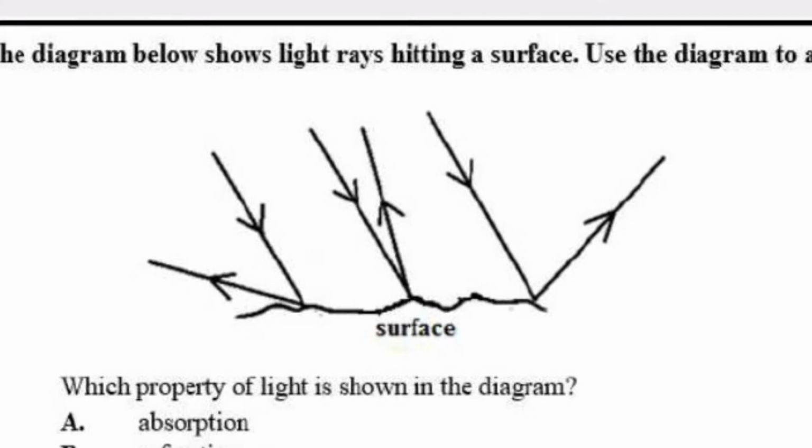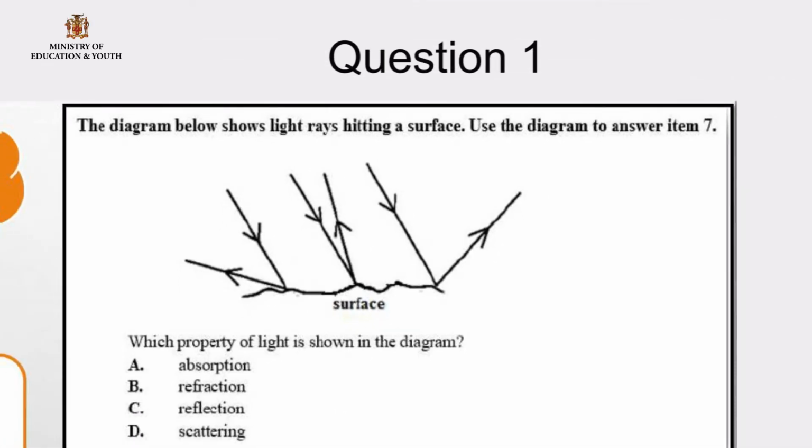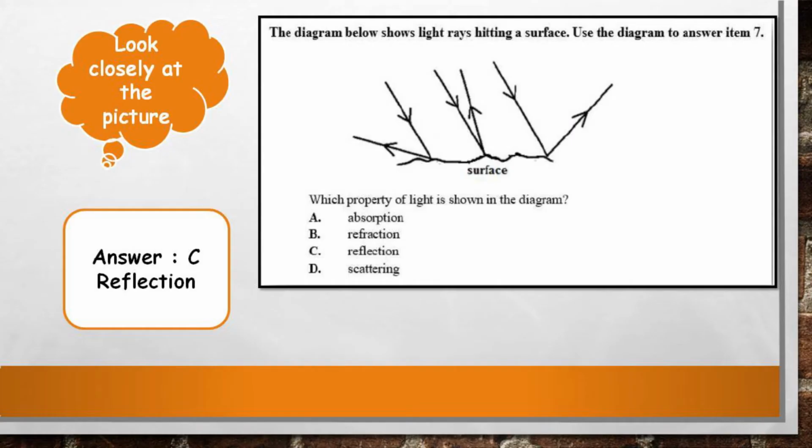Now, what property of light would this depict? Is it absorption? Are the rays being absorbed? Is it refraction? Remember, what is refraction? Refraction is bending. So, are the light rays being bent in that particular case? Would it be scattering? Or would it be reflection? That is the answer. So the light rays are being reflected.